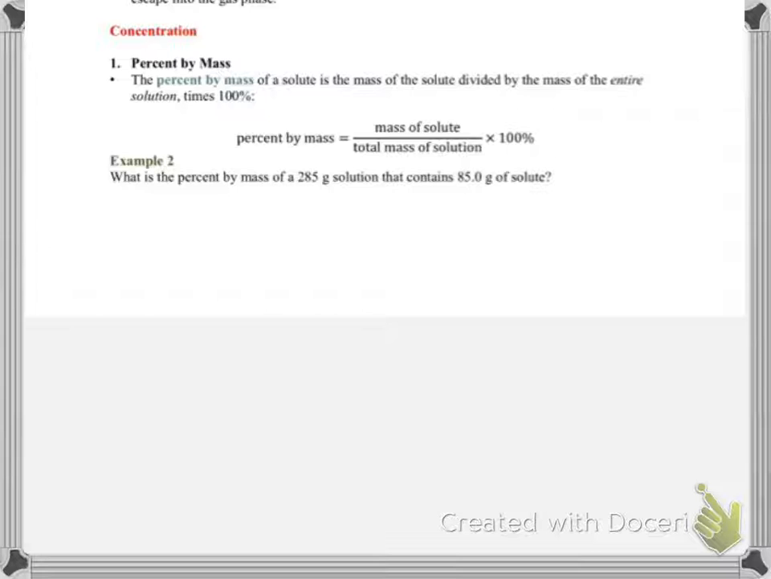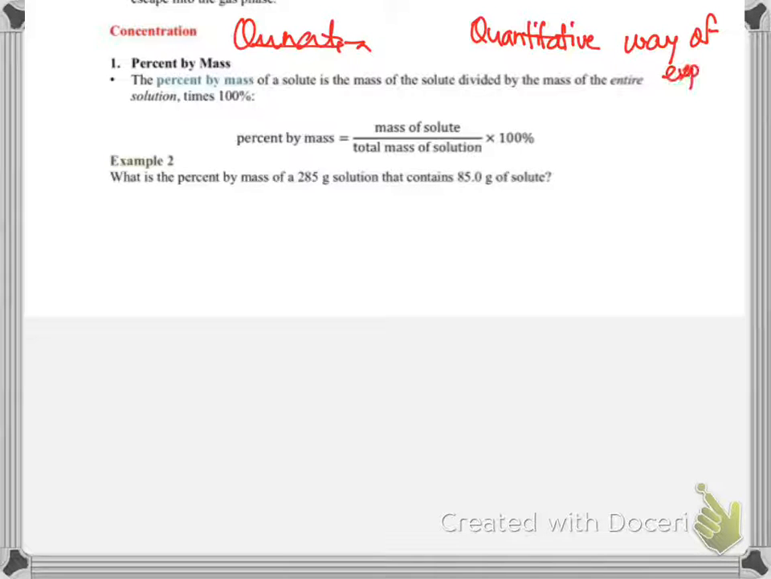Now, what is concentration? It is a quantitative way of expressing solution composition. There are different ways to express the concentration of solutions. The ones you have to know.